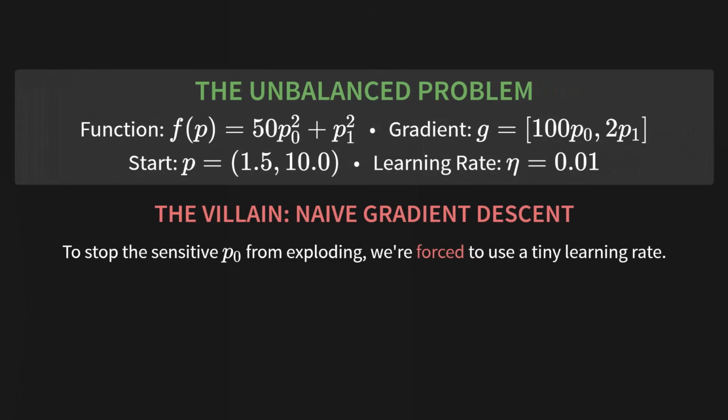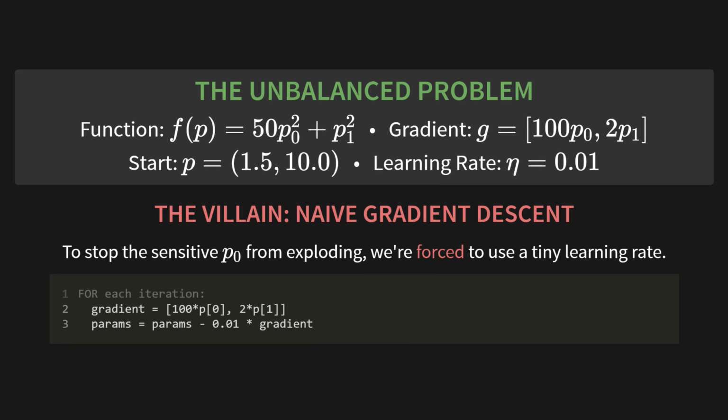Let's prove it. We'll start with the villain, naive gradient descent. To stop our sensitive p0 from exploding, we're forced to use a tiny learning rate. We have no choice. Let's try 0.01. The logic is simple. For each iteration, we calculate the gradient and then subtract a tiny fraction of it from our parameters. Okay, let's look at the table.